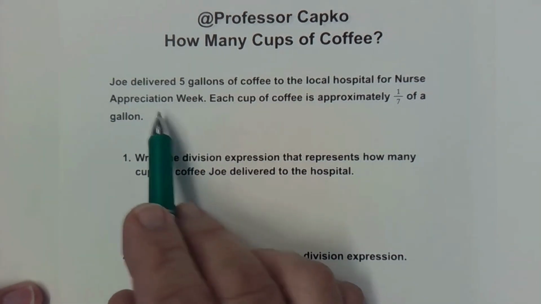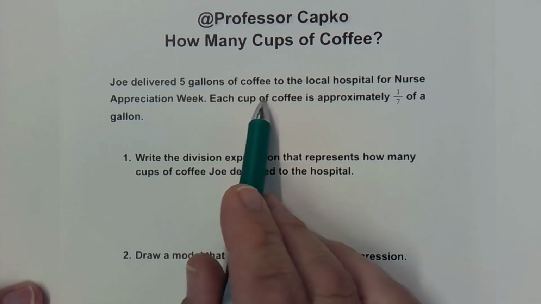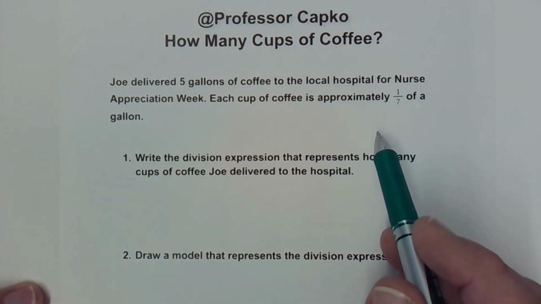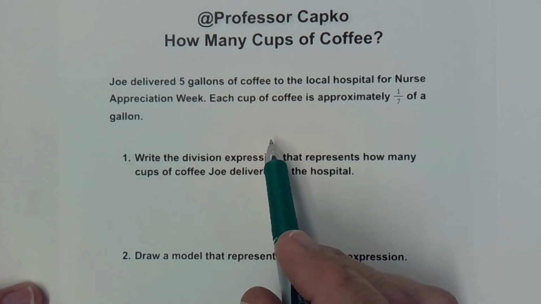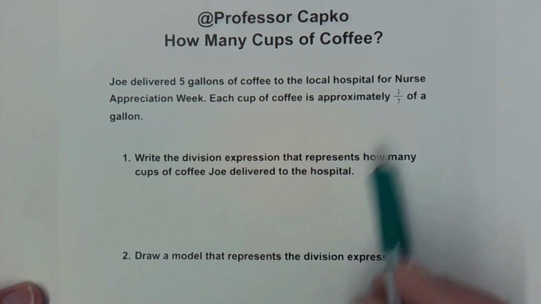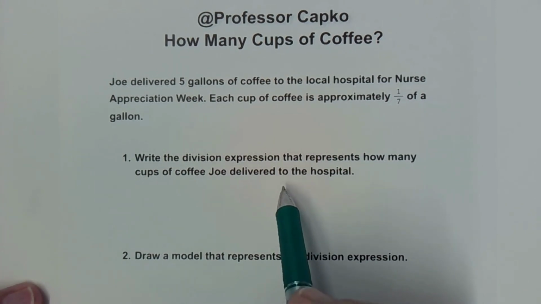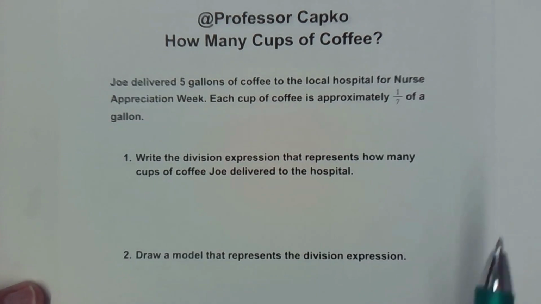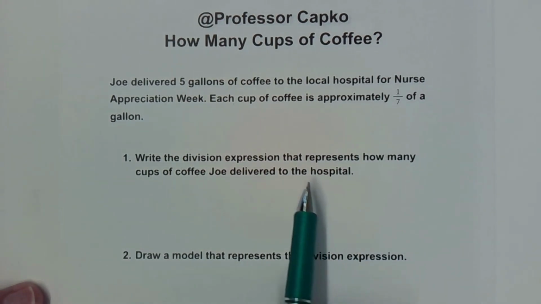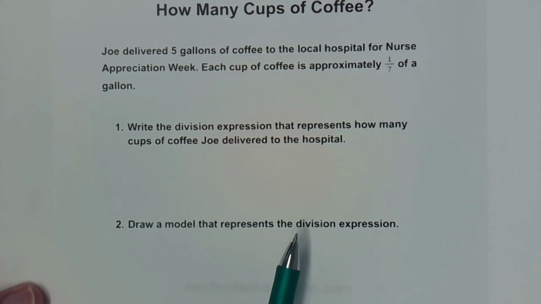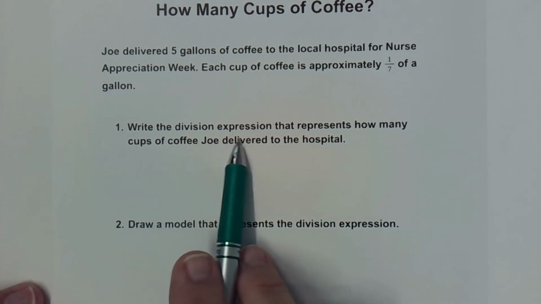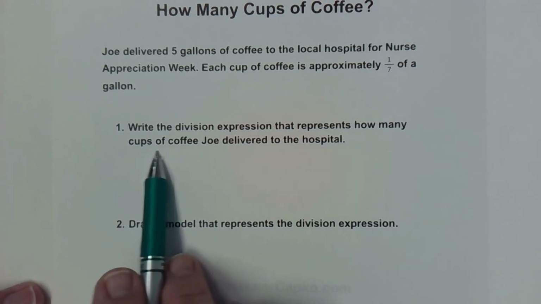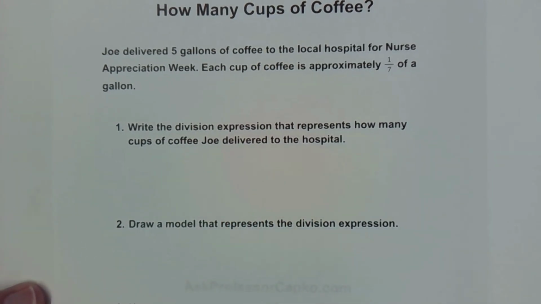In this problem, it says Joe delivered 5 gallons of coffee to the local hospital for Nurse Appreciation Week. Each cup of coffee is approximately 1/7 of a gallon. So we've got 5 gallons of coffee, and a cup of coffee is 1/7 of a gallon. The first question asks us to write a division expression that represents how many cups of coffee Joe delivered to the hospital.